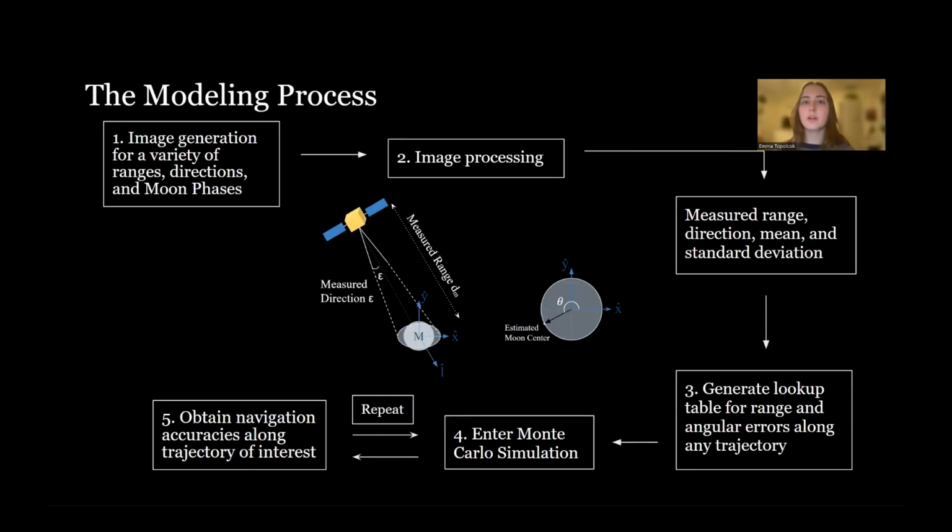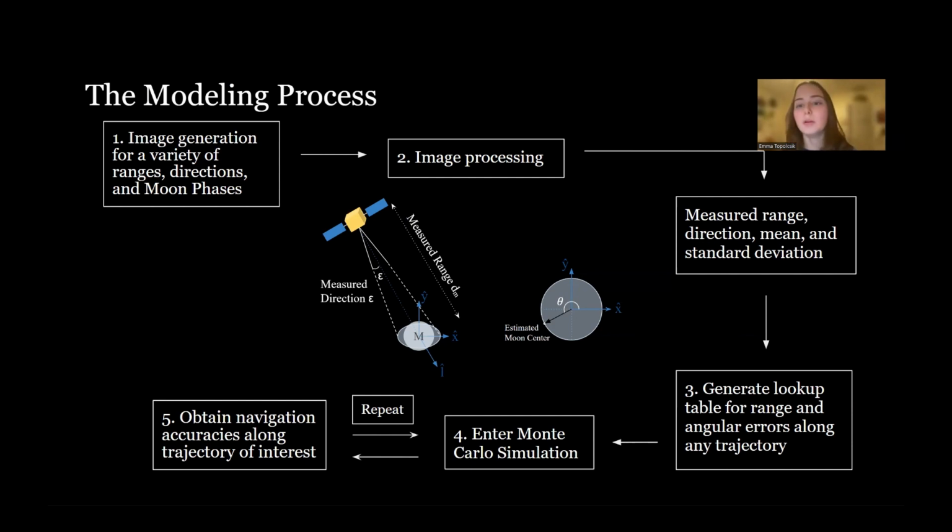The model that we've come up with starts with image generation for a variety of ranges, directions, and moon phases. For each of those positions, the image generation includes 100 different computations with various random noise. The image processing is performed, and the output includes a measured range, direction, and statistical values for these 100 images.